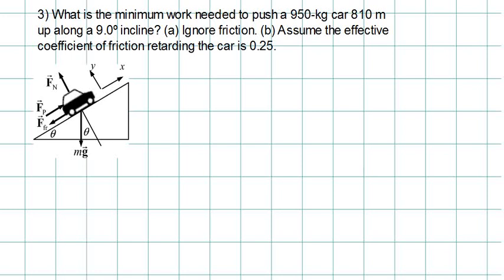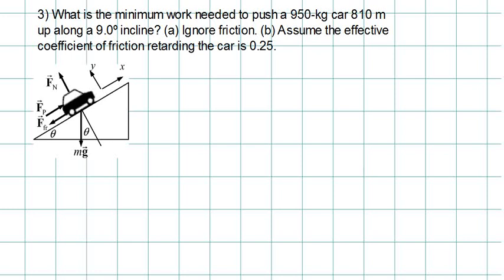Okay, so assignment number 3. Now this is actually problem number 10 in the book. The question is, what is the minimum work needed to push a 950 kilogram car 810 meters up along a 9-degree incline? First, part A, ignoring friction, and second, part B, assuming that the effective coefficient of friction retarding the car is 0.25.